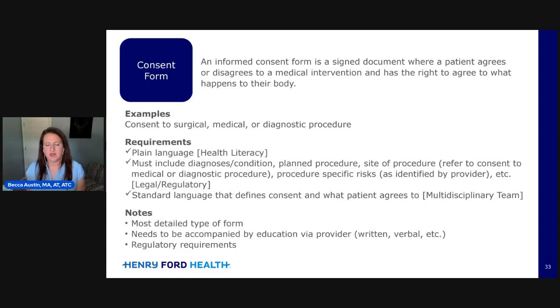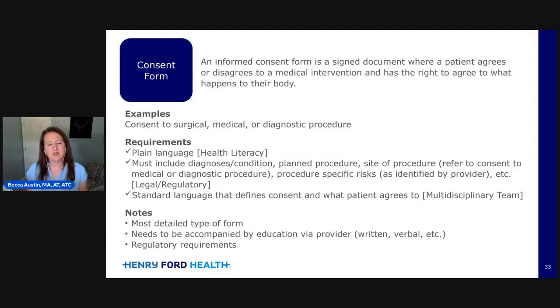From our perspective in health literacy, you'll see with all of the forms, plain language is a must. We do require it, and we have worked to partner with our legal team to figure that out. And so that's a requirement, and what that looks like may differ for your organization. We use readability as a tool, but that's not the end all be all for us when we talk about plain language. And so that's something to consider. Again, from an informed consent and legal and regulatory standpoint, it must include things like diagnosis or condition, plan procedure, site of procedure, specific risks, benefits, alternatives, etc. So there's a lot more that goes into it. But again, that is required from a legal and regulatory perspective.